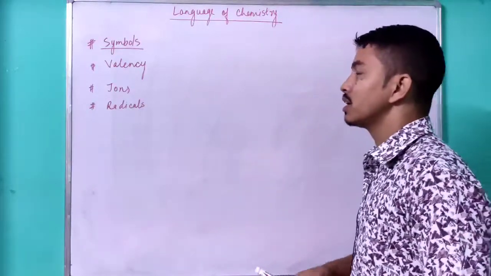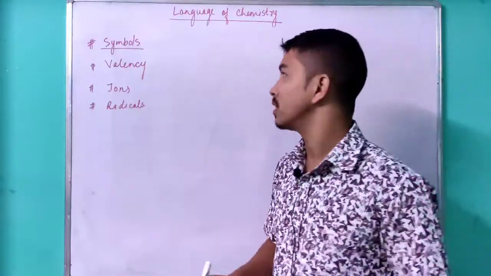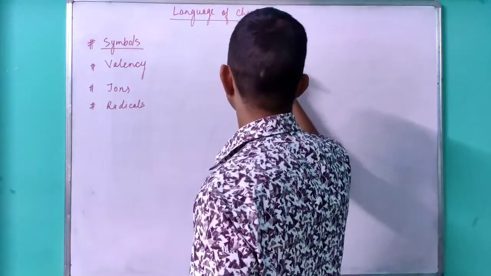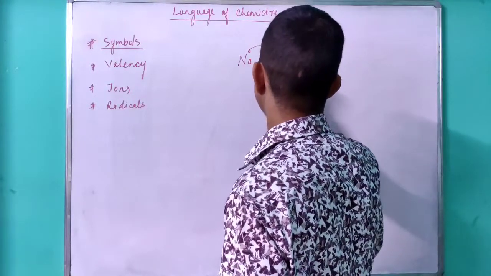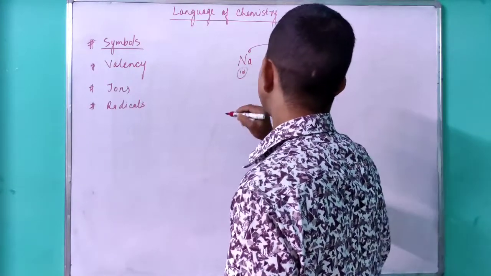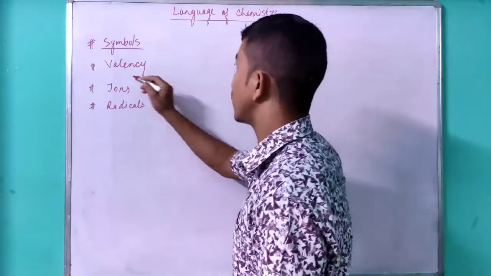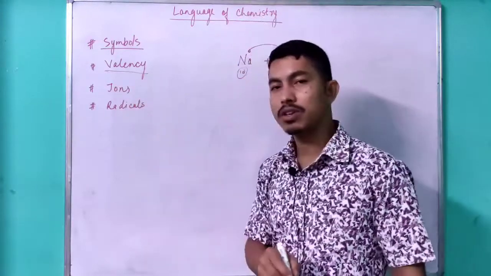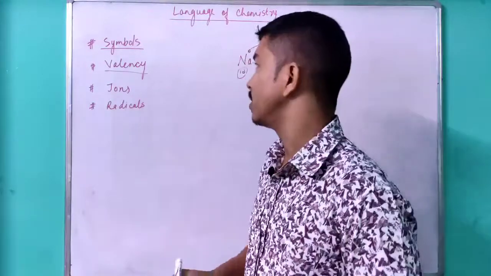Now coming to the valency, the second term, what is a valency? So now we know that the elements combine with one another to attain stability. Like when sodium combines with chlorine, the sodium can donate one electron, and the chlorine can accept one electron. So the number of electrons that an atom can donate or receive during a chemical reaction is known as the valency. So in short, we can say that the valency is the combining capacity of an element.